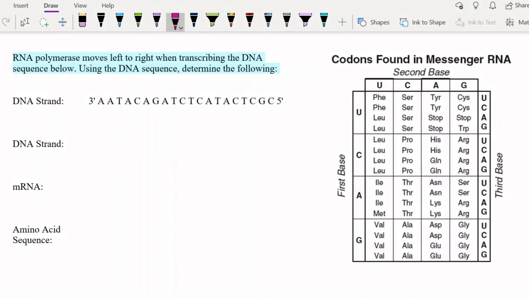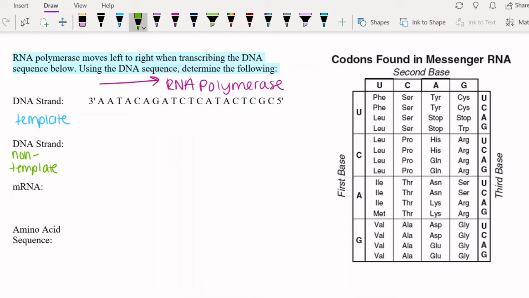Let's solve this problem. We know that RNA polymerase is moving left to right across the DNA strand. From looking at the DNA strand's 5' and 3' ends, we can tell that the RNA polymerase is reading the DNA 3' to 5'. Since the template strand is read in the 3' to 5' direction, we know that this is the template strand. That makes the other DNA strand the non-template or coding strand. Remember to include directionality here. The DNA strand must be anti-parallel, so this strand is written in the 5' to 3' direction.